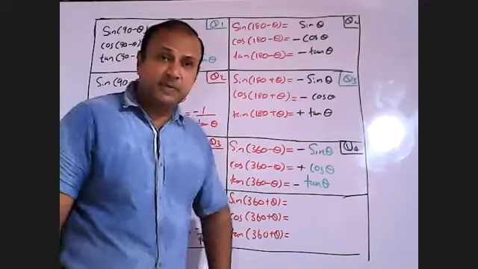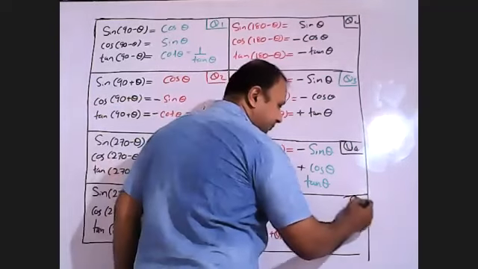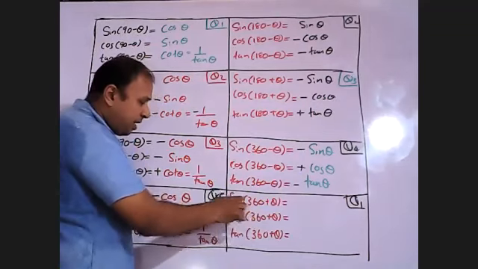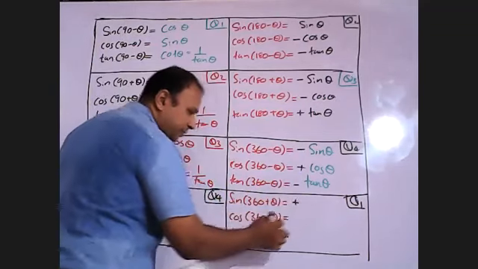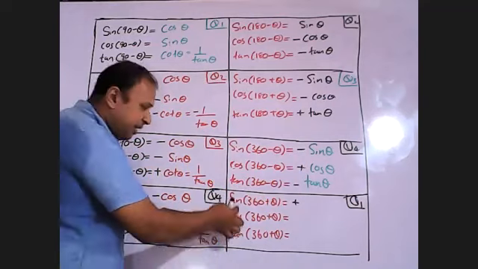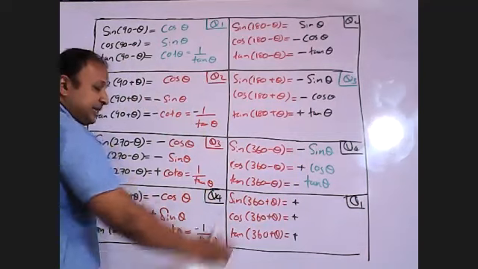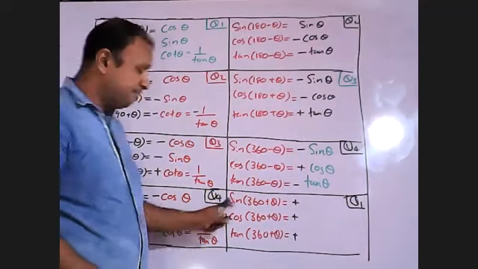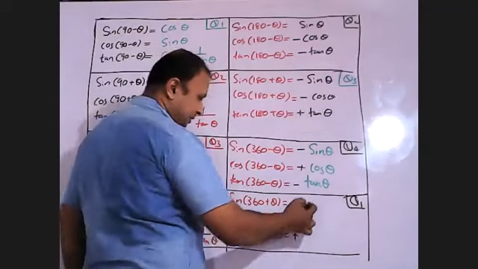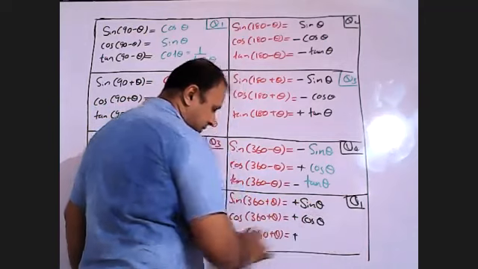360 plus theta. 360 plus theta belongs to which quadrant? First quadrant, Q1. Therefore, sine value is positive. All these angles belong to first quadrant. Therefore, all the trigonometric values are positive. As this is an even multiplication, the trigonometric ratios do not change. Sine remains as sine, cos remains as cos, tan remains as tan.